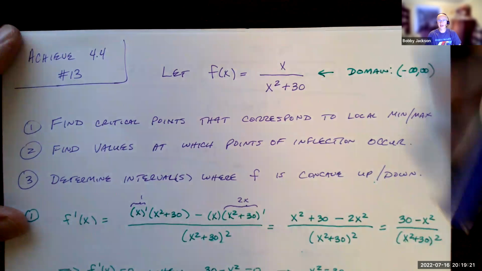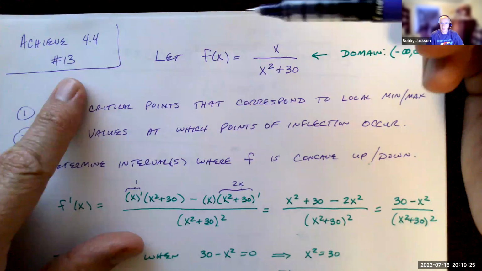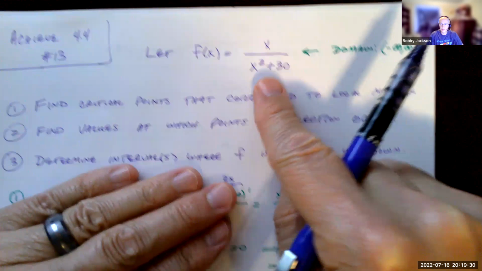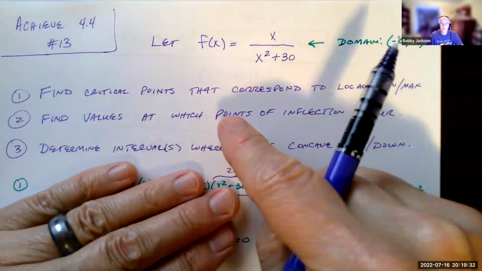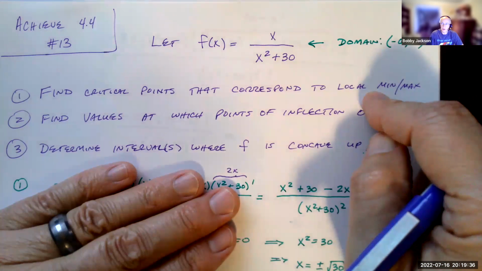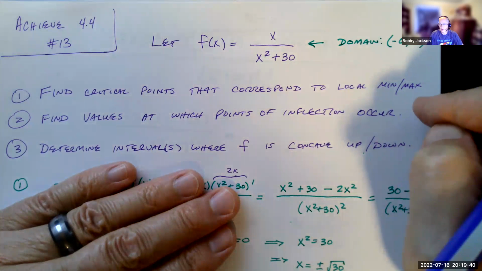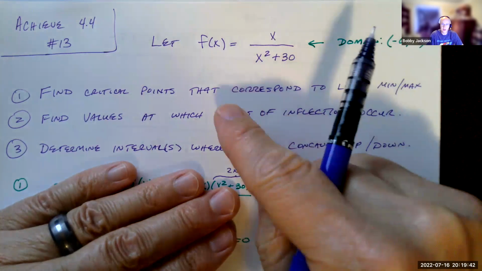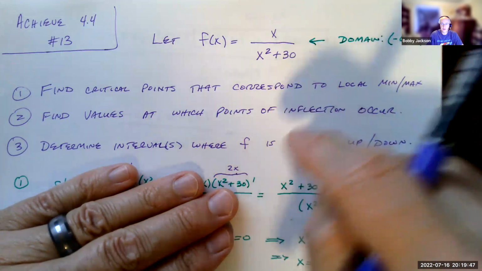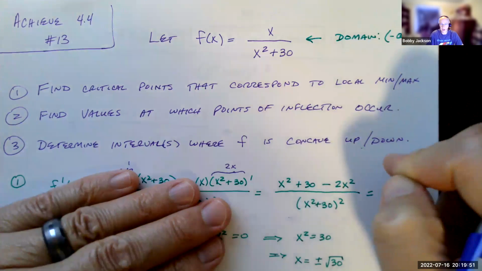Okay, let's take a look at Achieve section 4.4, number 13. Here we're dealing with this function, and there's three basic questions. Find the critical points that correspond to local minimums, and then find the critical points corresponding to local maximums. So kind of two questions there, actually. Find the values at which points of inflection occur for this function, and then determine the intervals where the function's concave up, and then the intervals where it's concave down.